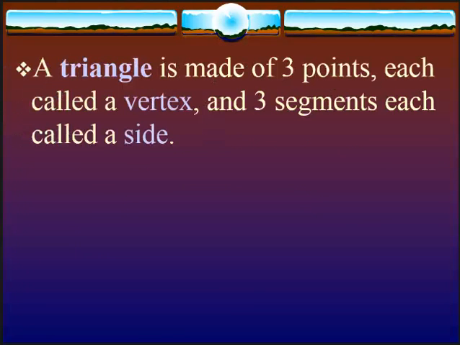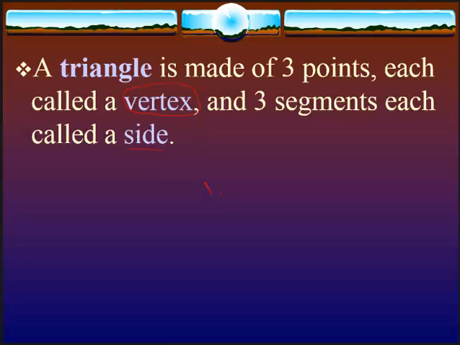So a triangle, most of you know, is made up of 3 points, and each point is called a vertex. That might be a new word, so make sure you know that word. Vertex. It's the points. And 3 segments. We call the segments sides of a triangle. So again, you know what a triangle looks like.